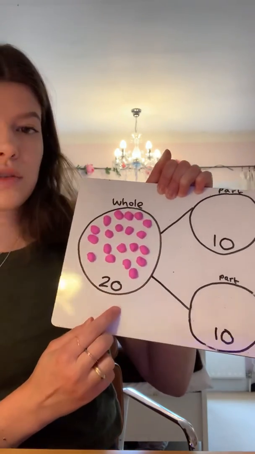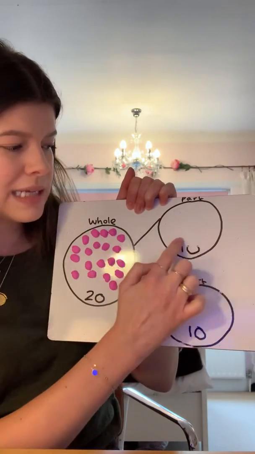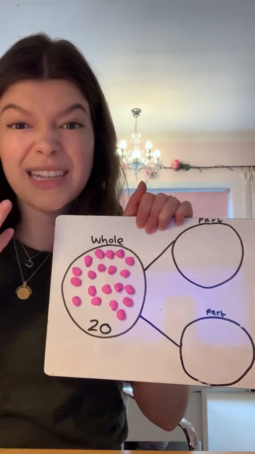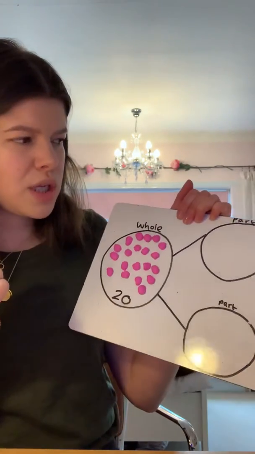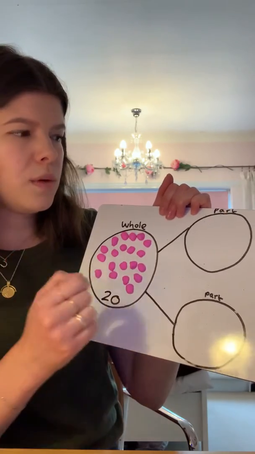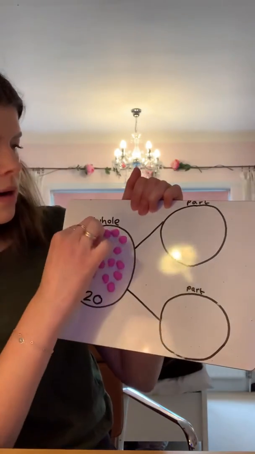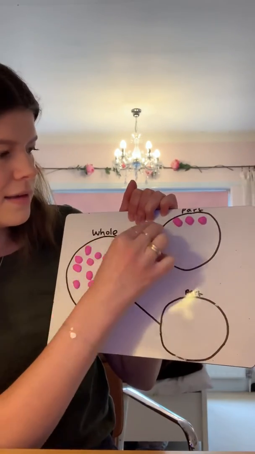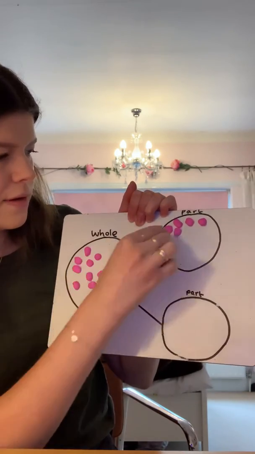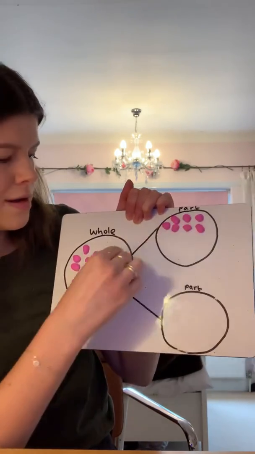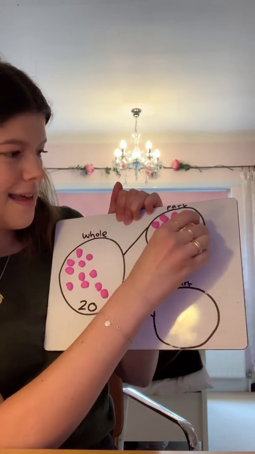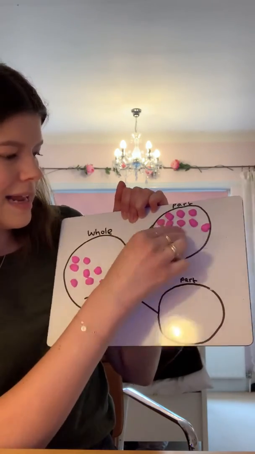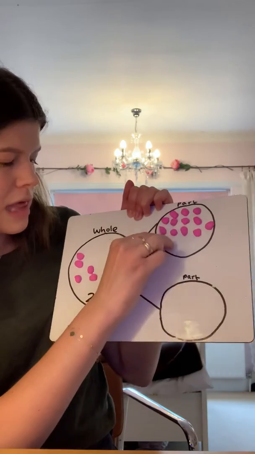Now, I know that the whole's 20. I can check by counting again. But this time, I'm going to rub out those two numbers for the parts because I'm going to pick a different number for the parts. So, this time I'm going to do 13 in this part. Okay, so I'm going to count them out. 1, count with me, 2, 3, 4, 5, 6, 7, 8. Two got stuck together. 9, 10, 11, 12, 13.